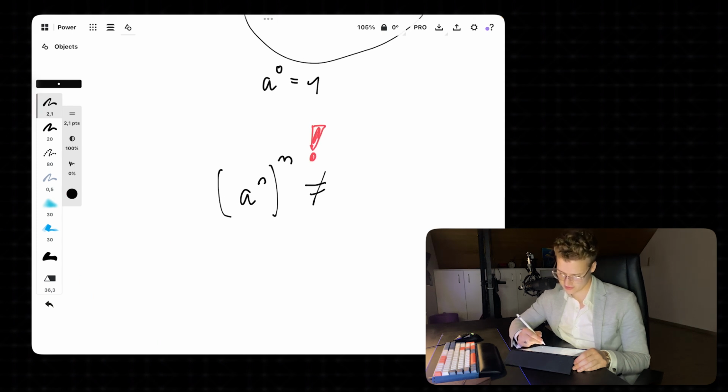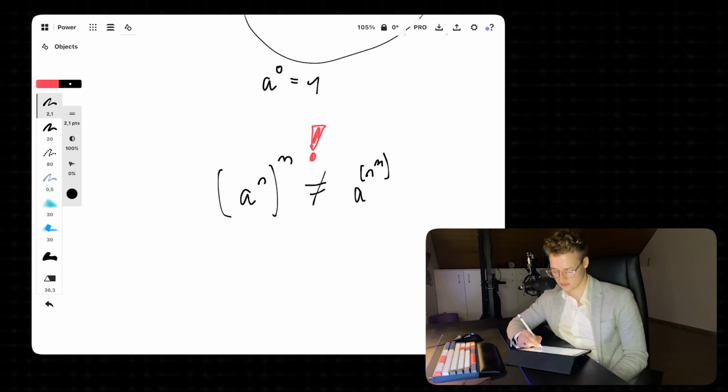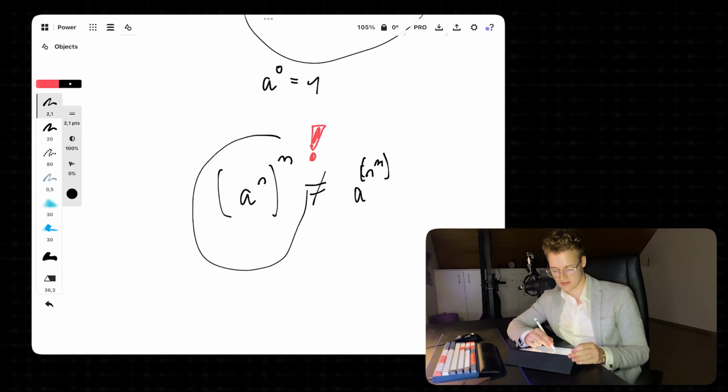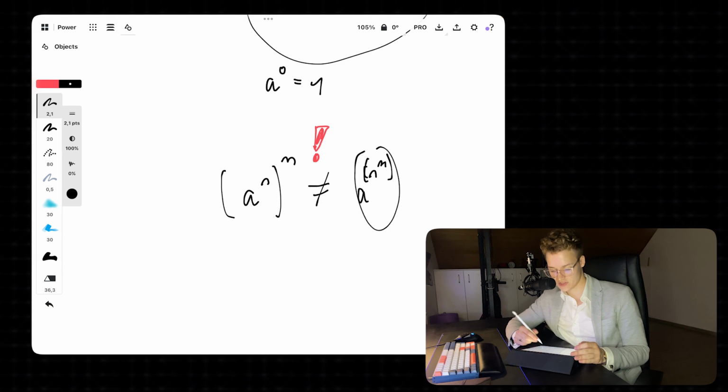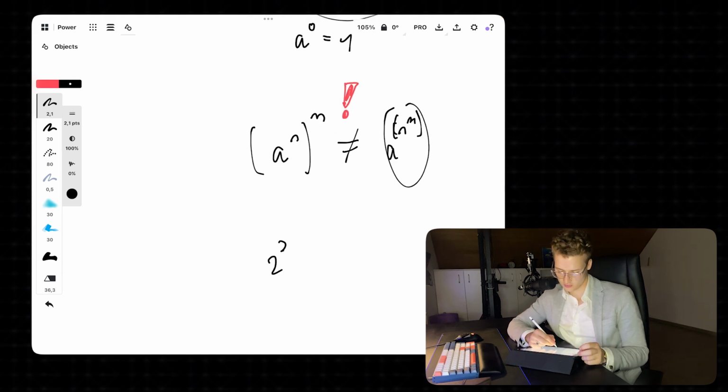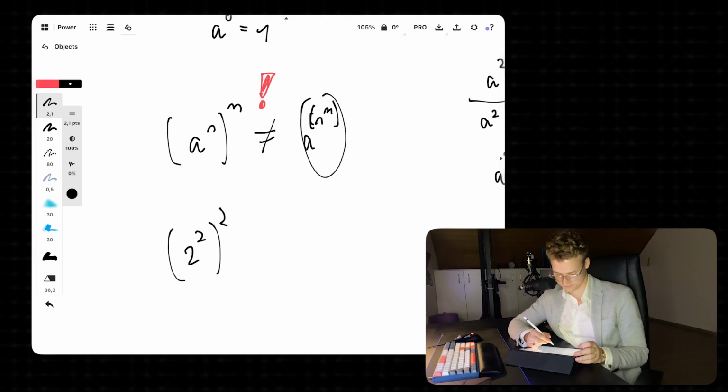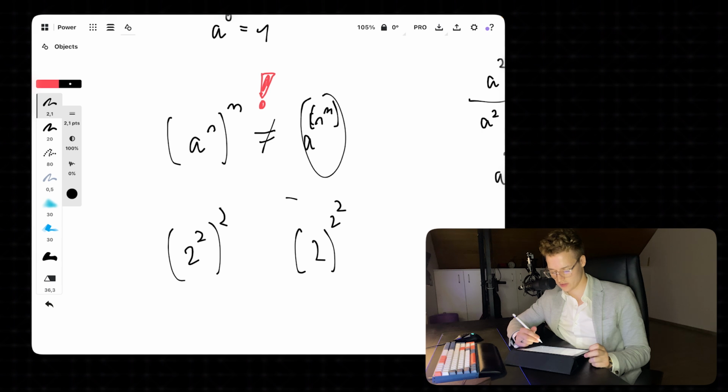This should not be mistaken with a to the power of n to the power of m, okay? The placement of the parenthesis is really important here, because for this one we have a rule, for this one we do not. 2 to the power of 2 to the power of 2 has a rule, okay? And then 2 to the power of 2 to the power of 2 does not have a rule, okay? So this one does not have a rule.